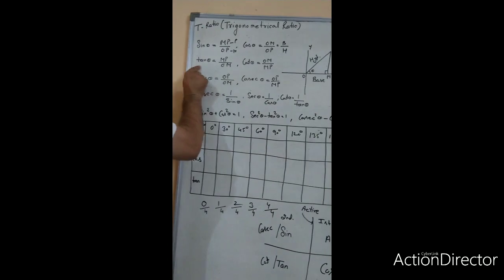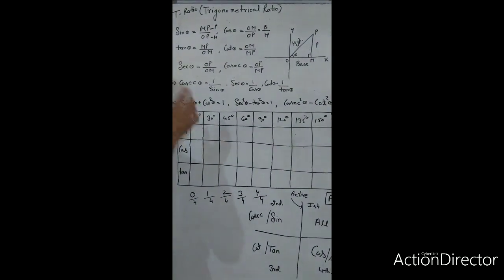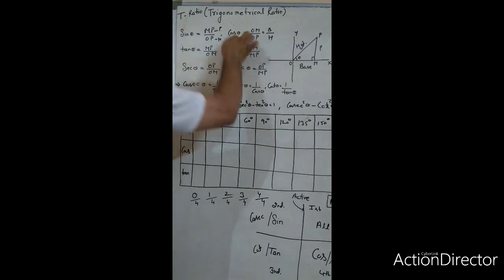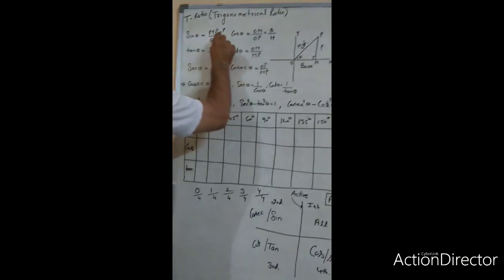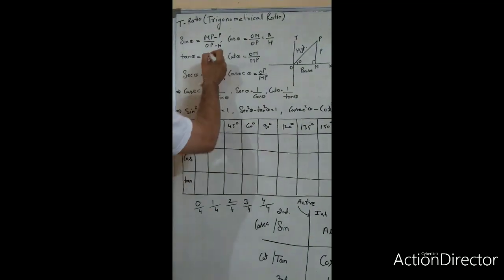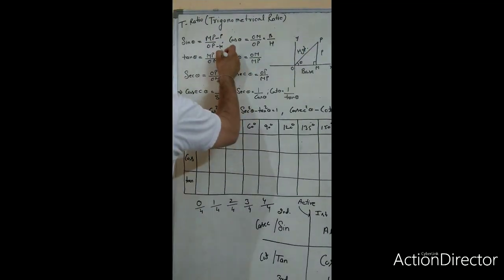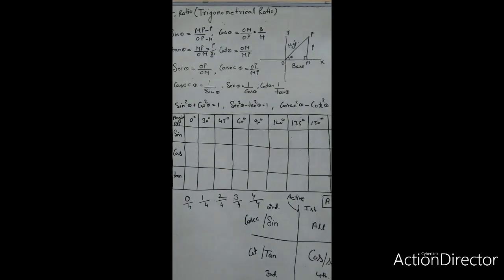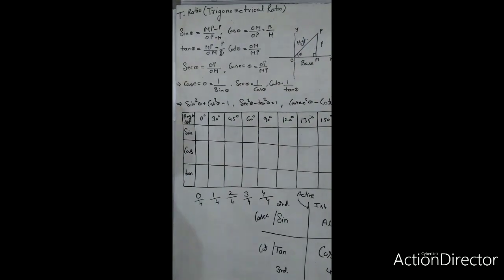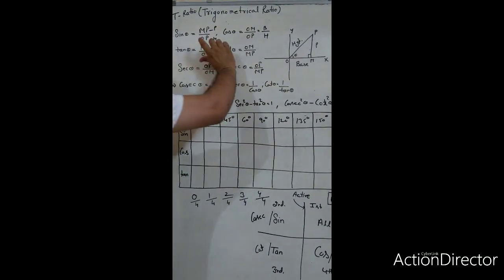Now the third trigonometric ratio is tan theta. Tan theta is easily calculated by dividing sin theta by cos theta. If we divide sin theta by cos theta, the hypotenuse cancels out, and the answer will be perpendicular by base. Here perpendicular is MP and base is OM, so perpendicular by base is the formula for tangent theta. Similarly, cot theta is the opposite of tangent theta, so you just reverse it: base upon perpendicular will be cot theta in that right angle triangle.